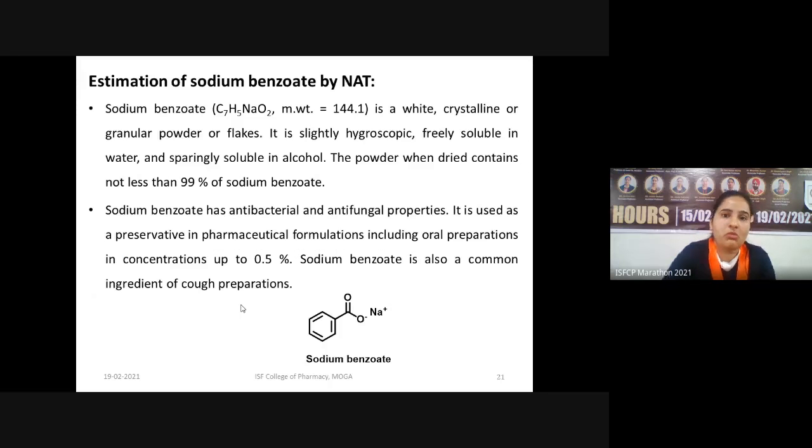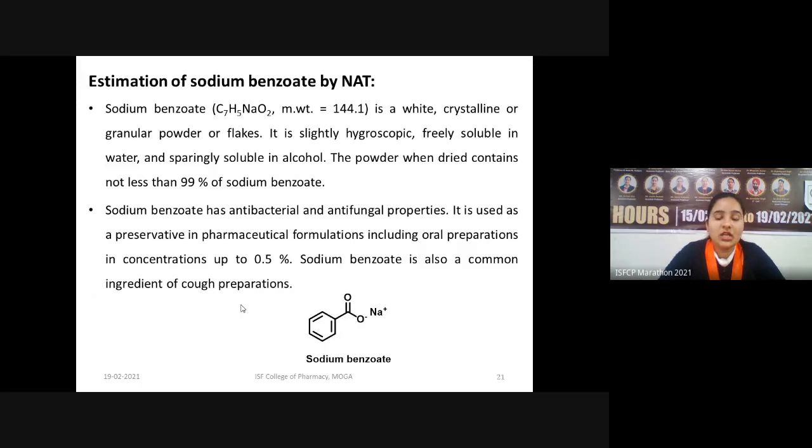Now, this is all about the alkalimetry and acidimetry titrations. The next part, the last part of the unit, is estimation of sodium benzoate by non-aqueous titrations. This is a very important topic. How is the estimation of sodium benzoate done? We will study the procedure for that. Before that, we will discuss the properties of sodium benzoate.